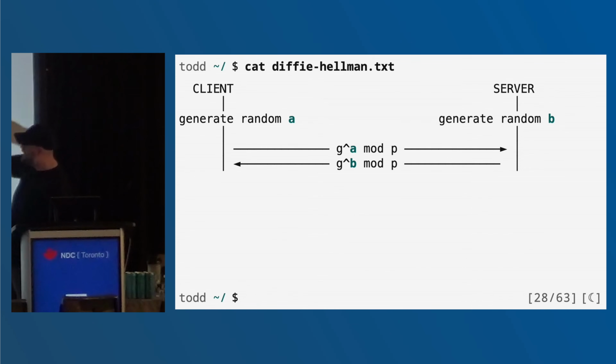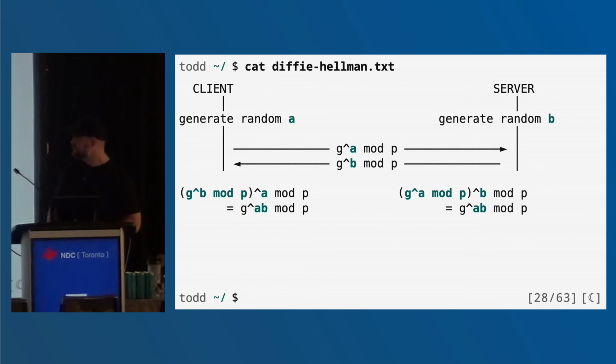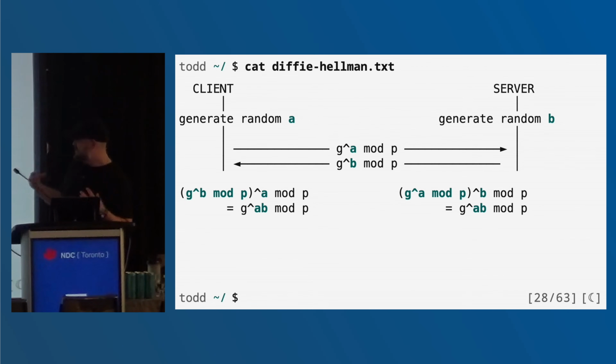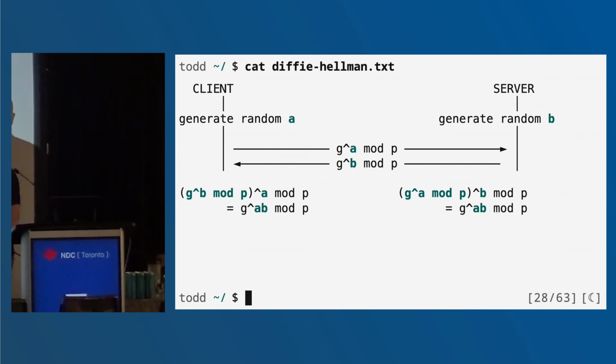But you can't see what A or B was, just the results of these computations. Now, because of math, both sides having the other value can arrive at a value of G to the AB. Because they can both compute this value, but neither side could compute it knowing only their own data, this becomes secure. This is called a discrete logarithm problem. It's computationally infeasible for somebody to see these values and figure out what the ultimate key was.